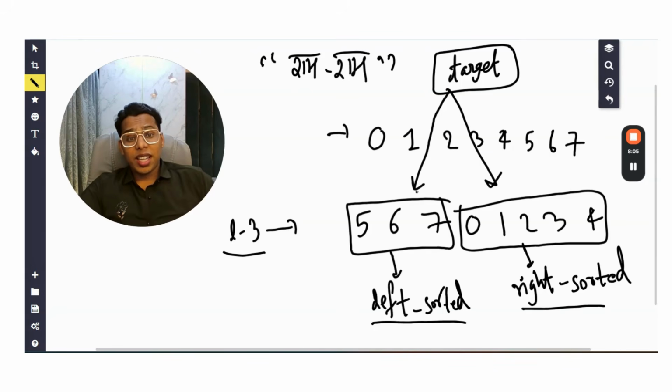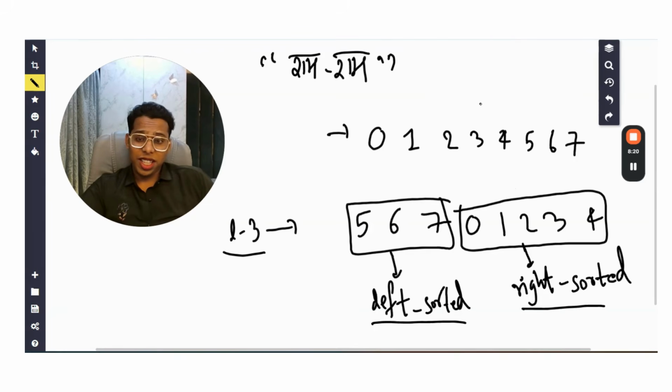If it is coming under the left part, you will just do binary search on this part and find out where the target is coming. And if the target value is coming in the right part, then do binary search in this range and find out where the target is coming. So it's so easy.